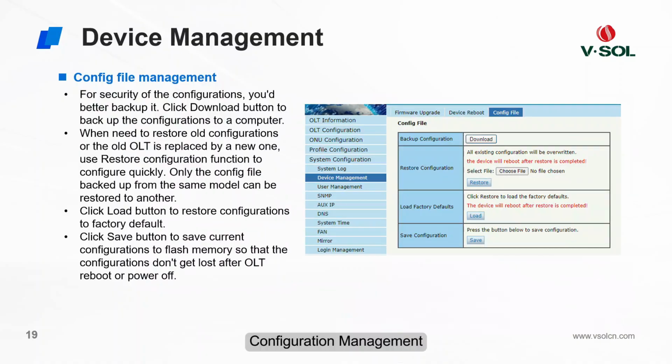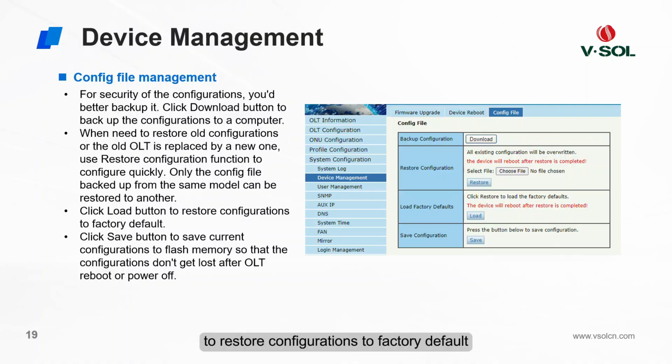Configuration management. For security of the configurations, you'd better back them up. Click the Download button to back up the configurations to a computer. When you need to restore old configurations or the old OLT is replaced by a new one, use the Restore Configuration function to configure quickly. Only the config file backed up from the same model can be restored to another.